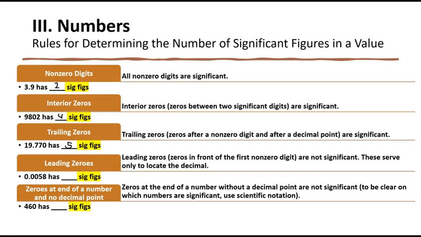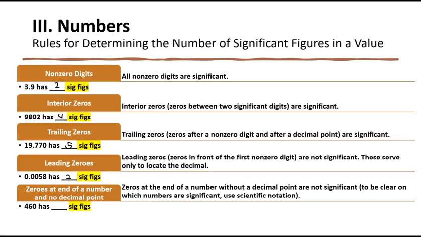Now we get to zeros that are not significant. Leading zeros, or zeros in front of the first non-zero digit, are not significant. These are placeholder zeros and they serve only to locate the decimal. Therefore, 0.0058 has only 2 sig figs, the 5 and the 8, because the zeros in front are in front of the first non-zero digit, the 5.